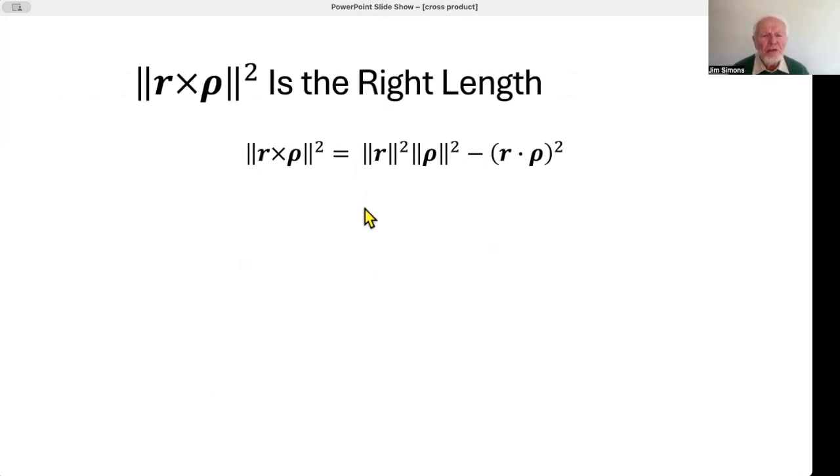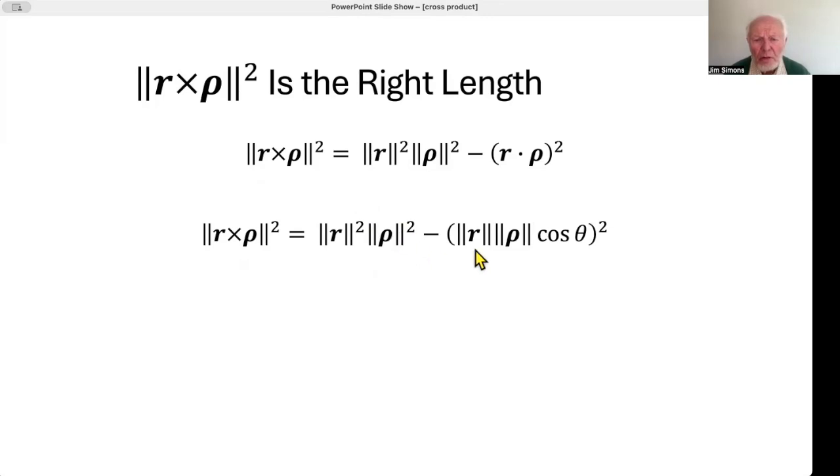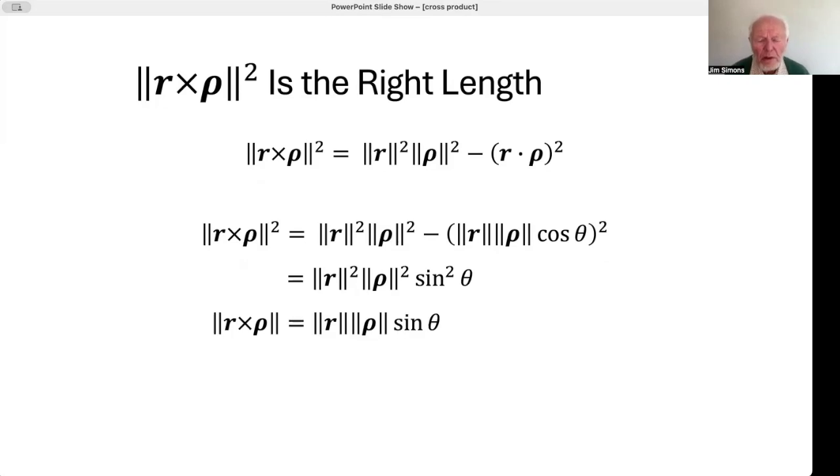So the first thing to do is to prove that it has the right length. And we use this theorem we've just proved. So now we can quote this version of the scalar product, because cos theta is defined, because we're assuming that r and rho are linearly independent at this point. And that's that. The slight subtlety here is that I'm taking a square root, but that's okay because everything's positive. And we're assuming we're taking the convex angle here.